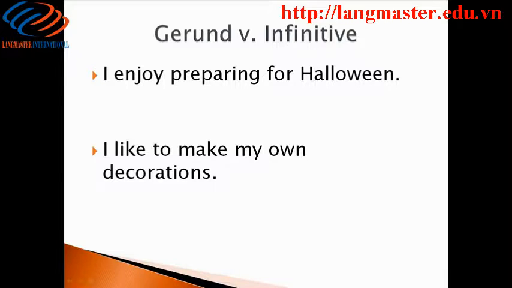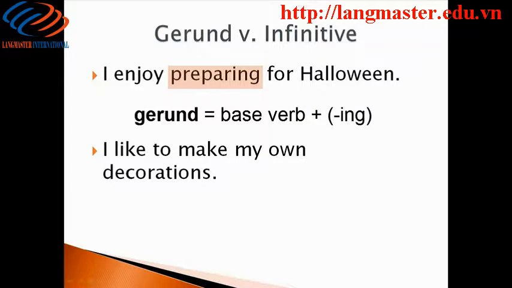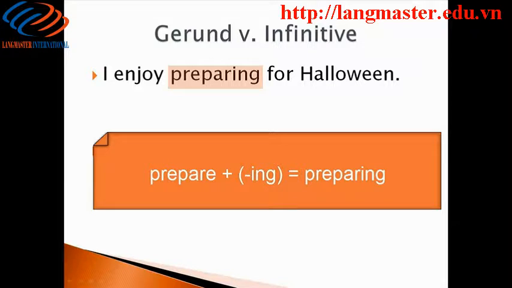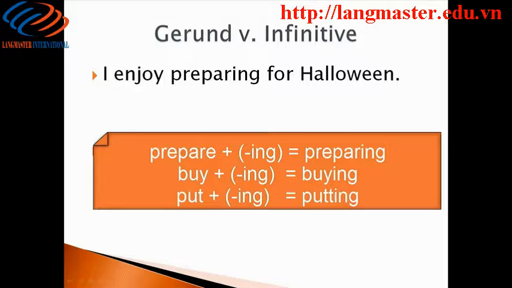Let's first talk about how we form gerunds and infinitives. Here are two sentences from my opening talk. Look at the first. I enjoy preparing for Halloween. Can you identify the gerund? It's here, preparing. We form the gerund by adding ing to the base form of a verb, prepare, preparing. And of course we follow common spelling rules. For example, a silent E is dropped before we add ing. In my opening talk, I also used these gerunds: buying, putting.